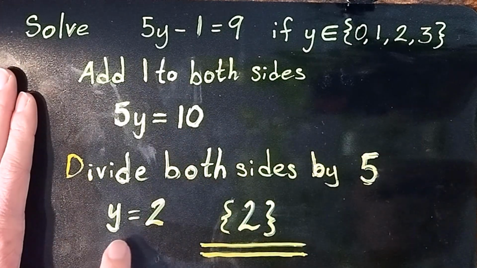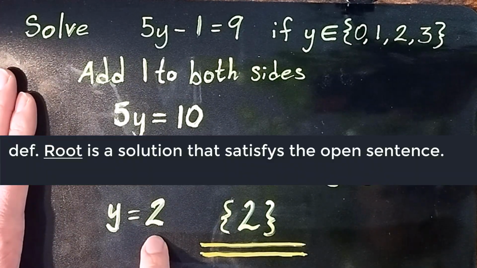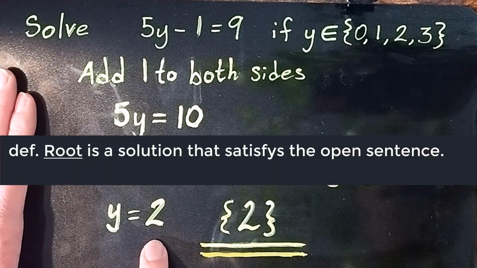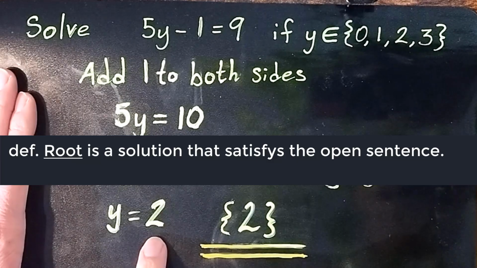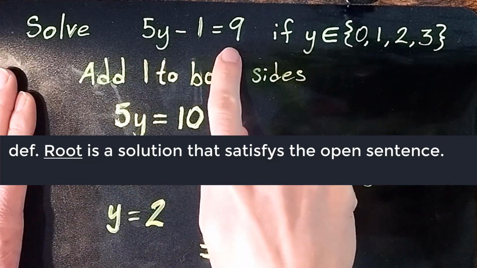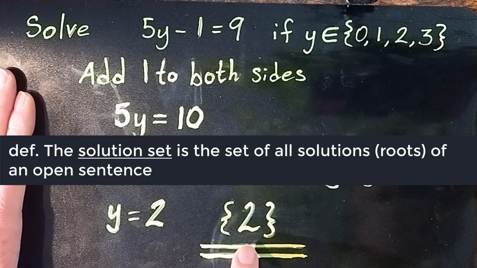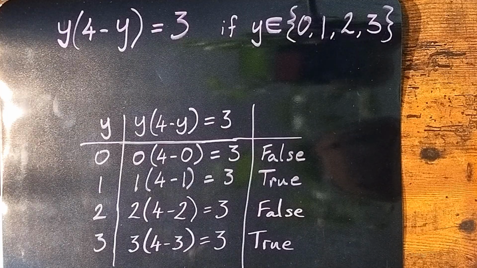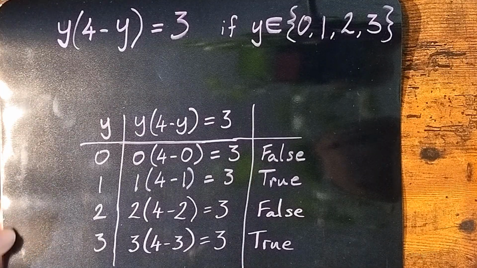After adding 1 to both sides, I get 5y equals 10. Divide both sides by 5, I get y equals 2. 2 solves this equation, therefore 2 is a root. Out of these values, 2 is the only one that solves this equation, therefore 2 is the solution set, and that is my answer.